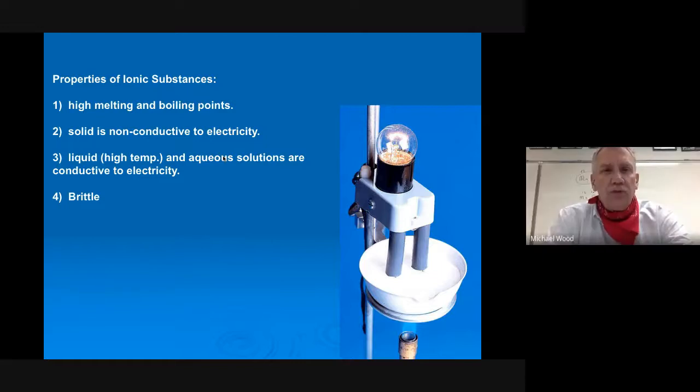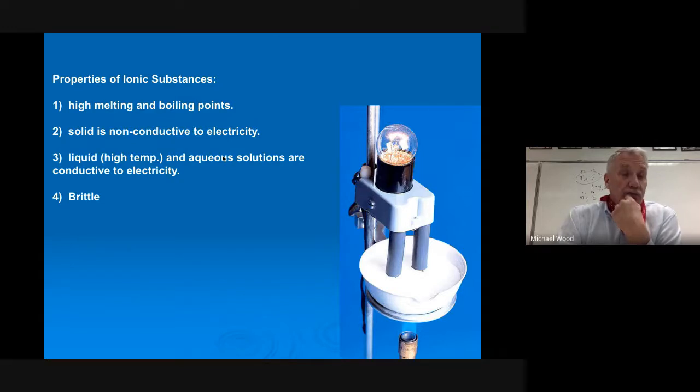Yep. Okay. Properties of ionic substances. So we're almost done here. They have high melting points and boiling points. That tells me that ionic substances have strong attractive forces. The solid is non-conductive to electricity. That tells me that the ions are stuck in place. They can't move around. To conduct electricity, there has to be mobility. But as a liquid or aqueous solution, when they're melted or in solution, they are conductive to electricity. The difference between two and three is that in three, the ions can move around. And because there's mobility of ions, they can conduct electricity.